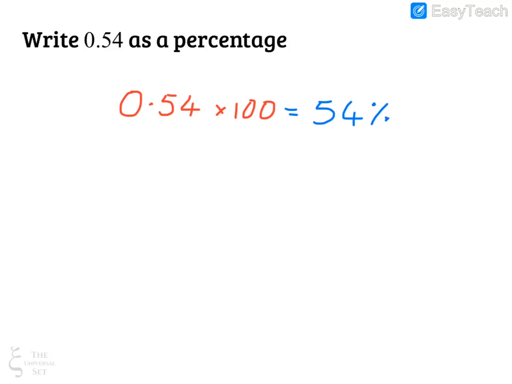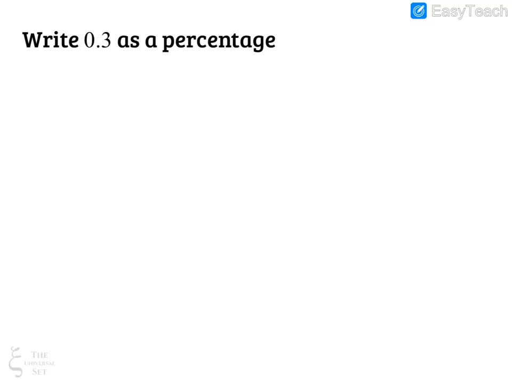And one more going this way around. I've got 0.3 as a percentage. 0.3, I'm going to times it by 100. Times it by 100, so everything's going to move up once. Twice, it's going to be, can you guess? It's going to be 30%, isn't it? If I multiply by 100, we're going to go all the way up to 30%.